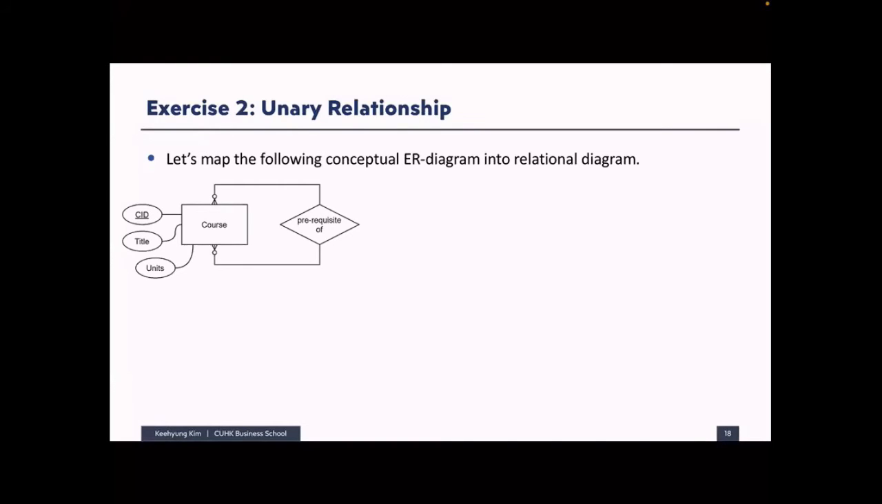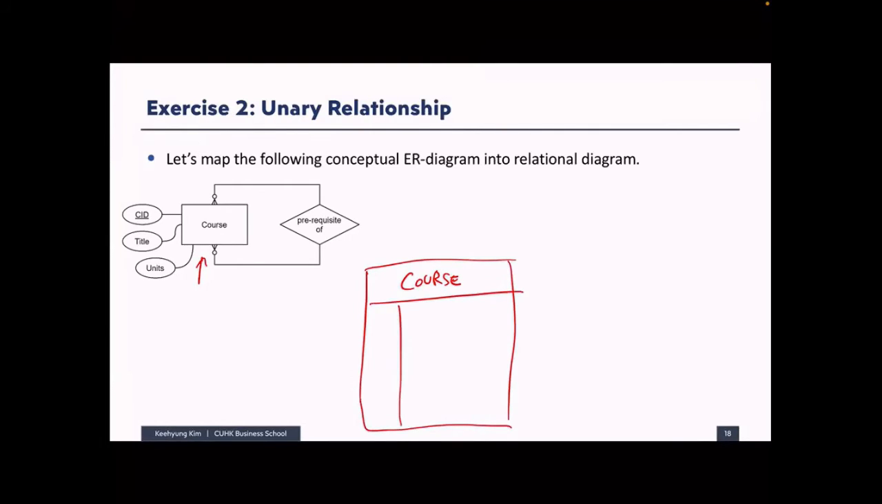First of all, there's the entity, course. So we can make a table. We can make a course table here, which contains course ID, title, and units. Course ID is a primary key, so we can specify that there. And now we have this unary relationship. If you look at the cardinality, basically it's a many-to-many unary relationship. So we can follow the same rule as a many-to-many relationship.